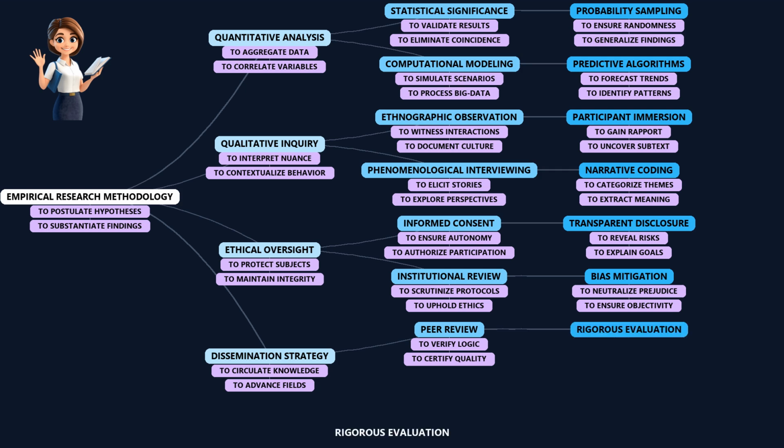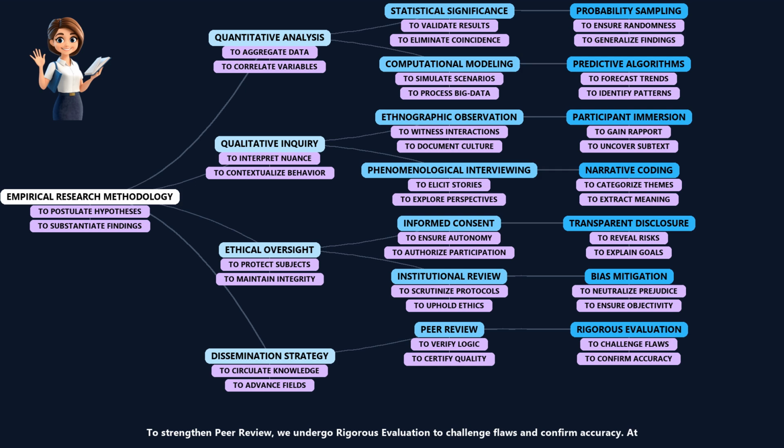Rigorous evaluation. To strengthen peer review, we undergo rigorous evaluation to challenge flaws and confirm accuracy. At its core, this is a tough checkup where other scientists try to find holes in our arguments.